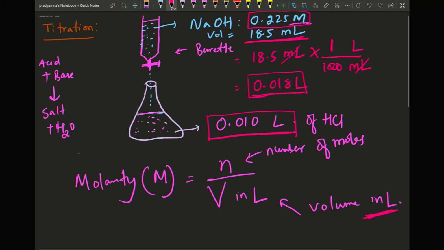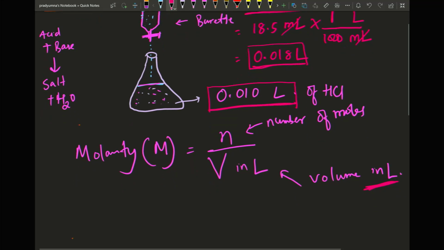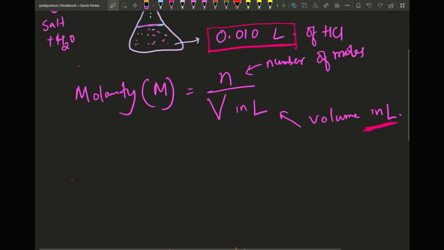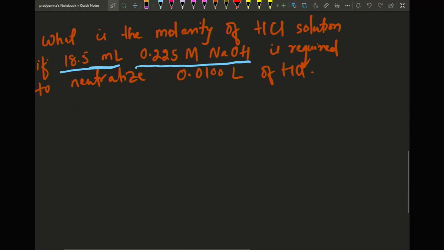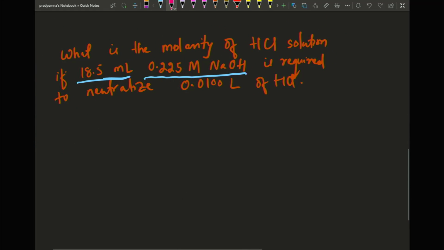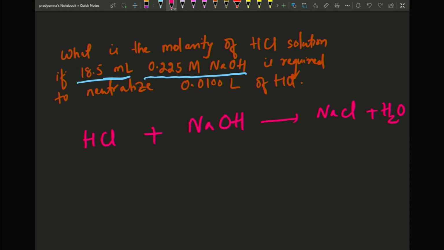Okay, so once you have this, try to write a neutralization equation, right? So what is the neutralization equation? In this case, HCl reacting with sodium hydroxide, and it is giving you salt and water. So make sure the equation is balanced. So it seems like the equation is balanced.